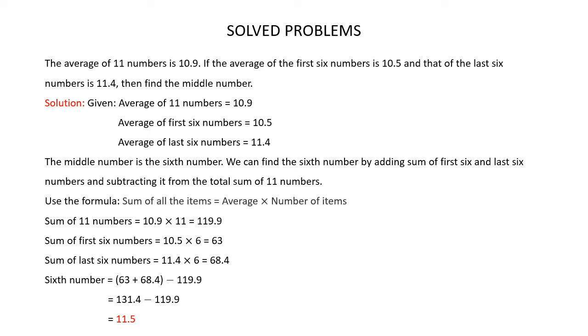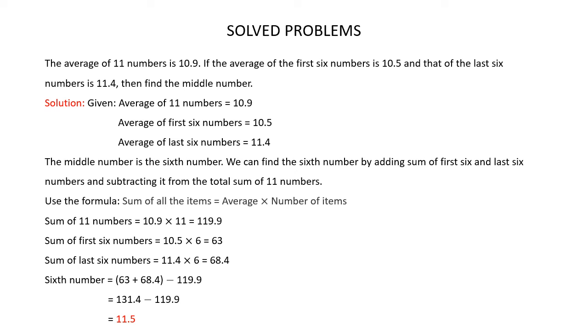Now sum of first 6 numbers is equal to average of the first 6 numbers multiplied by 6. So 10.5 multiplied by 6 is 63. So 63 is the sum of the first 6 numbers. Sum of the last 6 numbers is equal to average of the last 6 numbers multiplied by 6. So 11.4 multiplied by 6 is 68.4. So 68.4 is the sum of the last 6 numbers.